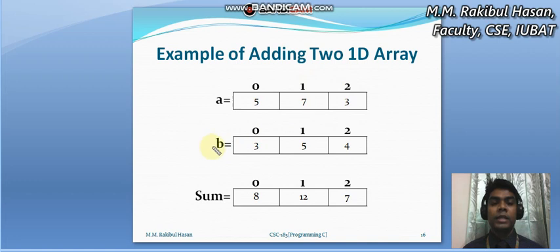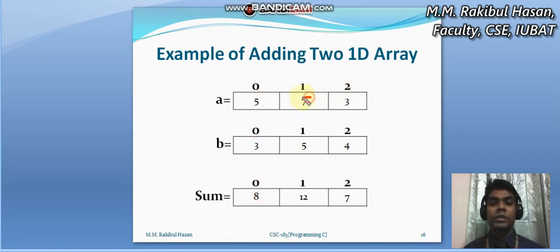In the same way, inside the B one dimensional array, we have three values. Index number 0 we have value 3, index number 1 we have value 5, and index number 2 we have value 4. And what we are doing here is adding these two arrays, that means sum equals A plus B. When we do the sum, we are adding this value 5 with this value 3 and the result is 8.